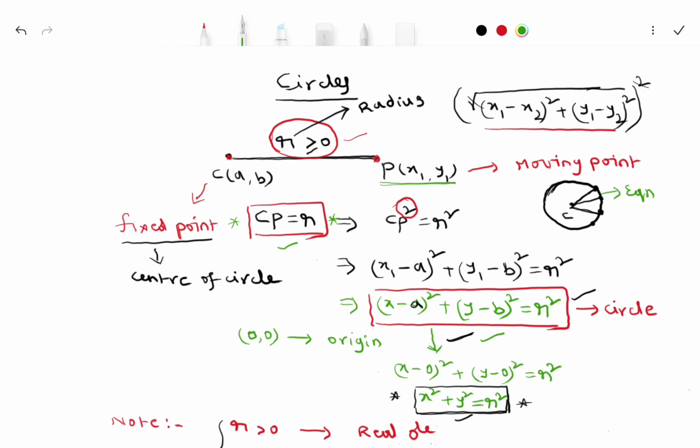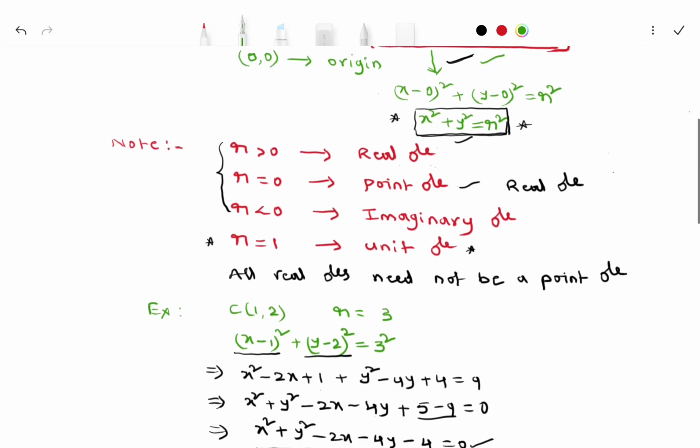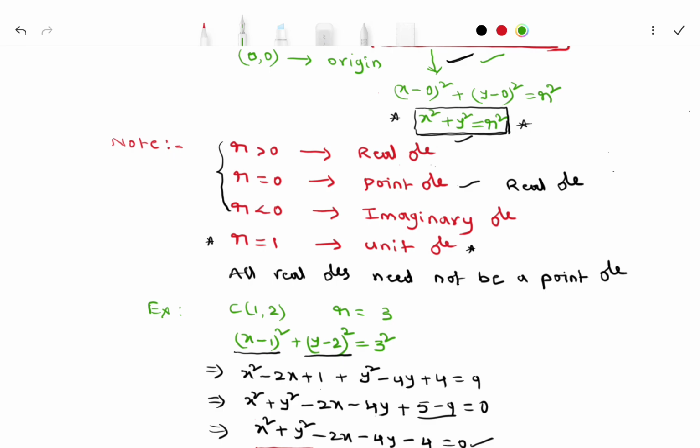First we completed the definition of the circle, and next the circle equation. In that circle equation, what do you call the fixed point? That fixed point is the center of the circle, and the constant distance is the radius. Now suppose the center is the origin, the equation becomes x square plus y square is equal to r square. Now in both general forms, the radius will be under different conditions. Suppose radius is greater than 0, that is called a real circle. Radius is equal to 0, that is called a point circle. Radius is less than 0, that is called an imaginary circle. Radius is equal to 1, that is the unit circle.